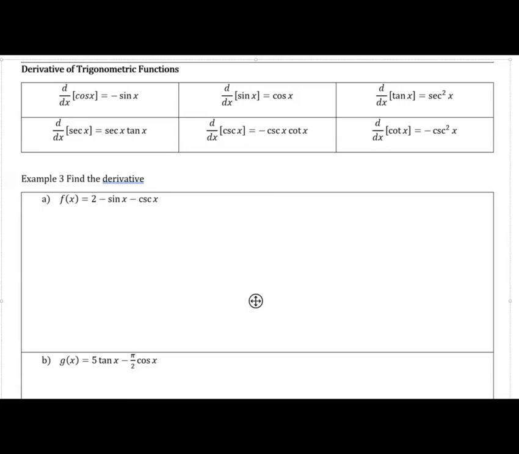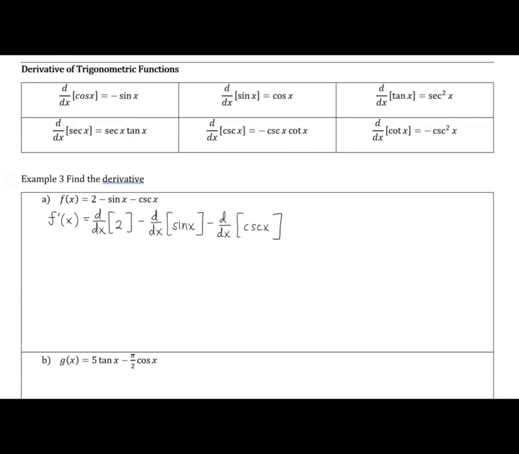And now we will look at example 3, where we will see 3 different functions and practice taking the derivative of them. In example 3a, our function f is 2 minus sine x minus cosecant x. We're going to come in and we are going to take this derivative term by term.